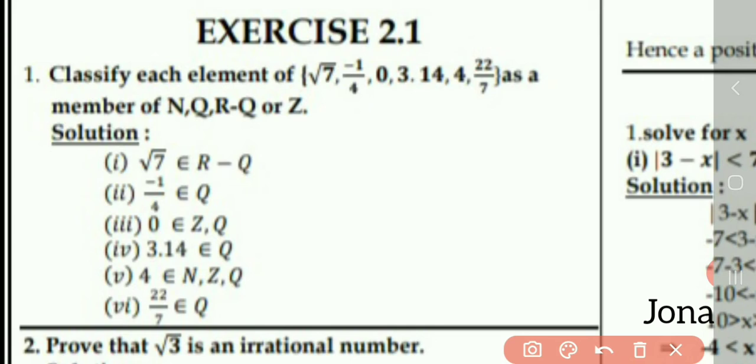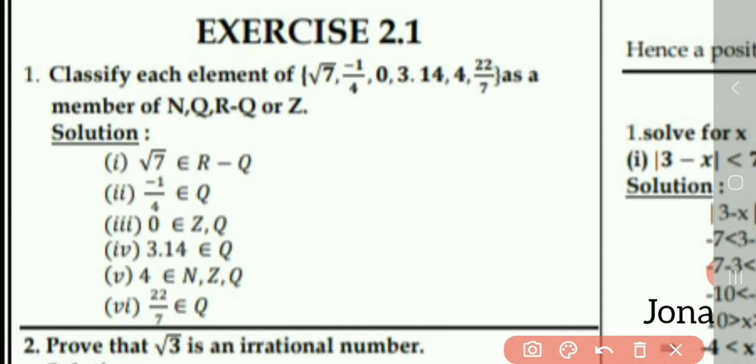Look at the first problem. Classify each element of root 7, minus 1 by 4, 0, 3.14, 4, 22 by 7 as a member of N, Q, R minus Q, or Z. N is natural number, Q is rational number, R minus Q is irrational number, Z is integer.